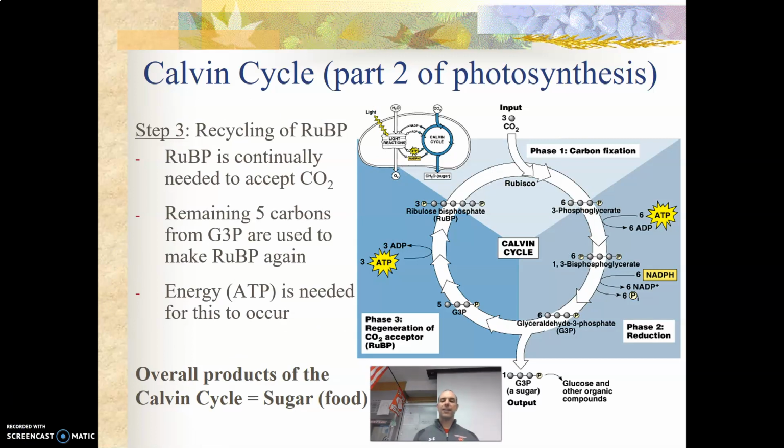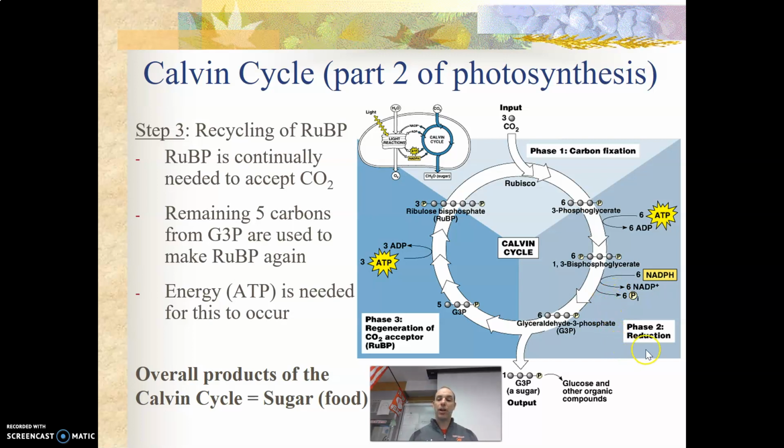So you can find the cycle on your sheet there. It's labeled for you. You want to label a few things, all right? You can see the 3 carbon dioxide coming in there. You want to label next to that phase 1 carbon fixation. You want to put that in there. All right, then you see that there's ATP and ADP labeled for you already, and so is NADPH and NADP+. That's already labeled for you.